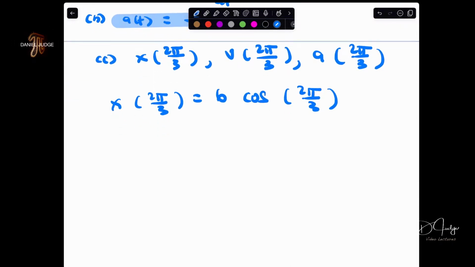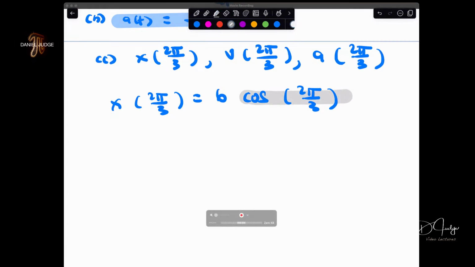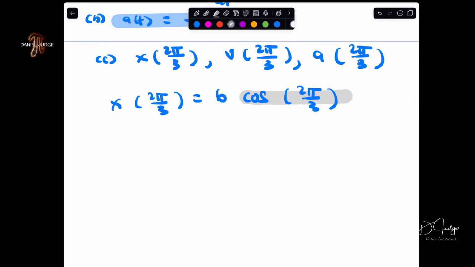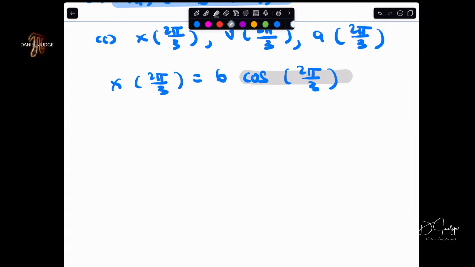Okay, so essentially what I need to know is what is cosine of 2 pi over 3? And there are various ways for you to find out what that value is. You may think, for example, pi over 3, by the way, is 60 degrees. So this is really trying to ask you the question, what is cosine 120 degrees? Now, I can go over all the details.